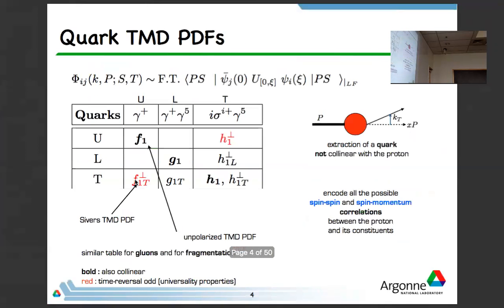So I think we are all familiar with this table, so I will not spend much time on it. We have 8 different leading twist TMD PDFs for the quarks. According to the polarization of the quark or the hadron that we are considering, we have different objects.